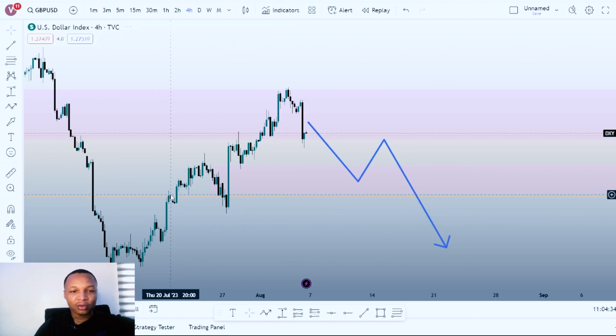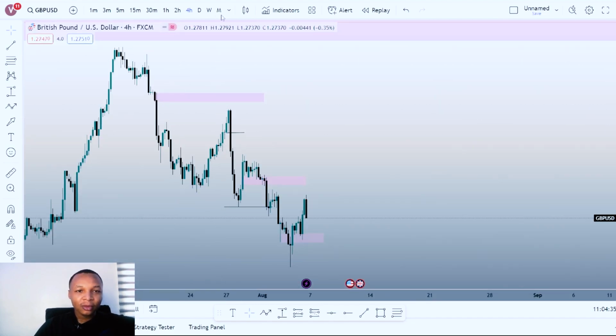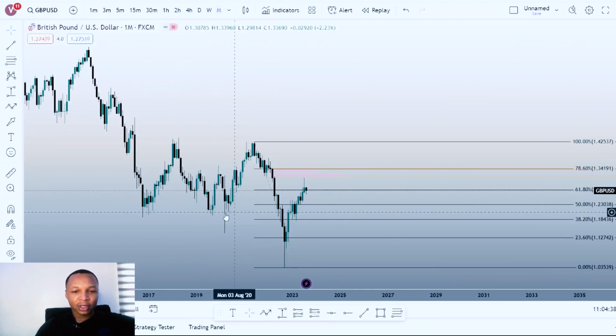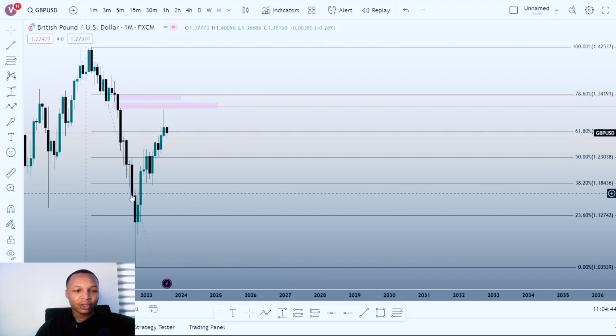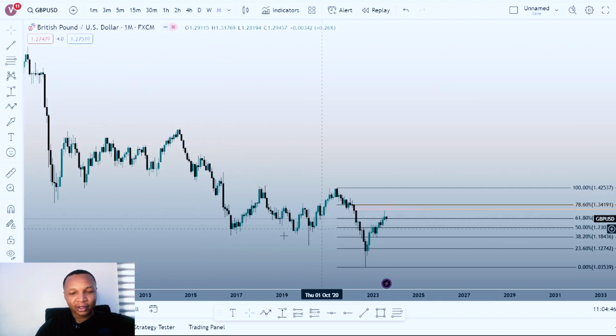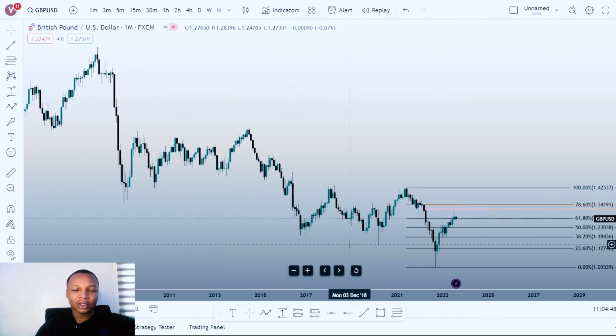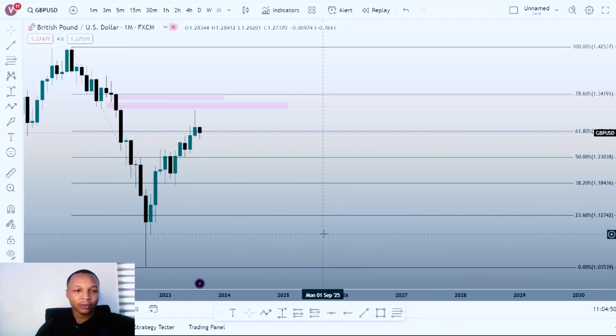Now we're going to be moving to GBPUSD. Looking at GBPUSD on the monthly time frame, like we just said on the dollar, it's still strongly bearish on GBPUSD. It's the inverse of the dollar. Whatever the dollar is doing, we expect the GBPUSD to do the opposite. So on GBPUSD, it's still bearish.